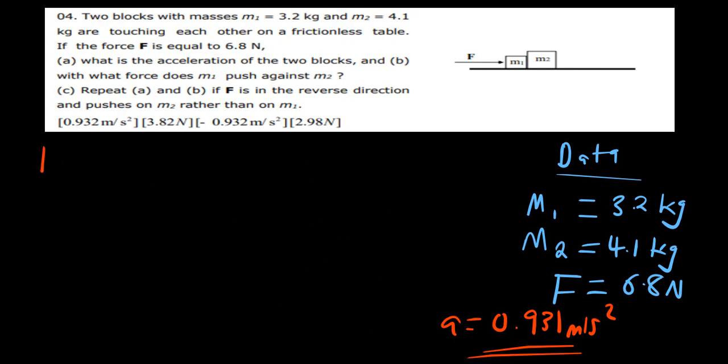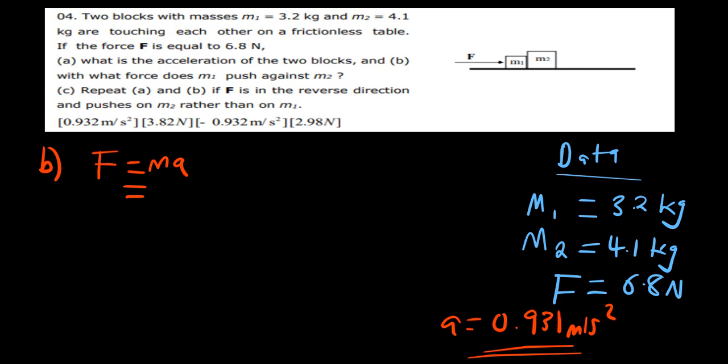So let's solve B. With what force does m1 push against m2? You know that force is still equal to mass times acceleration. So which mass are we talking about? With what force does m1 push against m2?